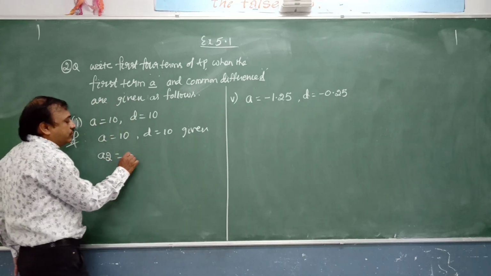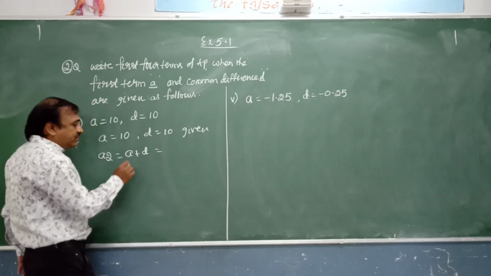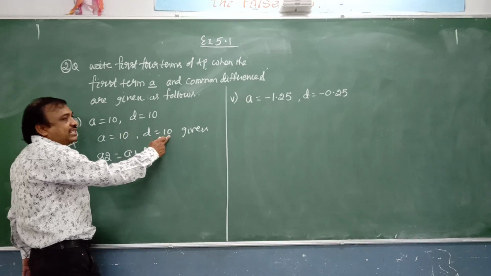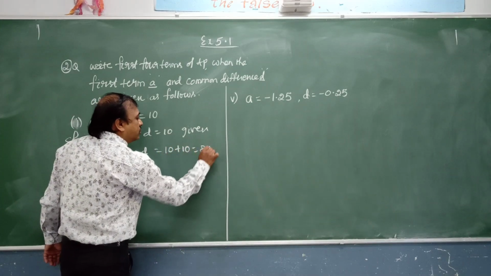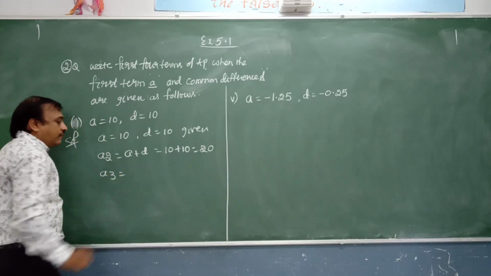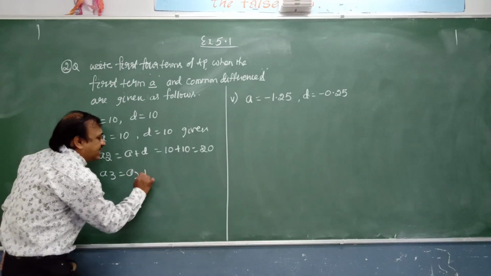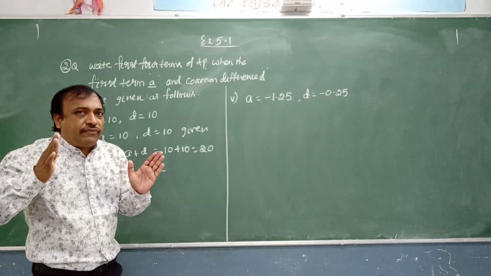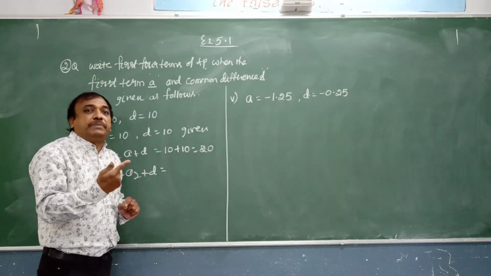A2 is equal to A plus D, which is equal to 10 plus 10, the first term and the difference. We are adding: 10 plus 10 is equal to 20. Now A3. For A3, A2 plus D. We are not using the formula.